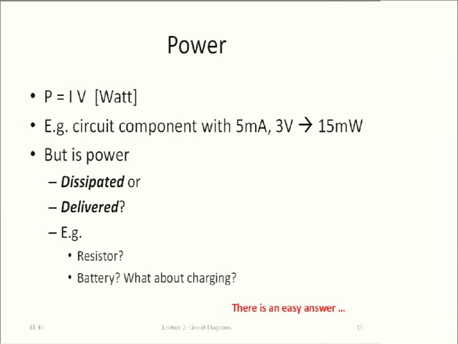But what do we really mean with that power? If you think about it, power could be delivered, or power could be dissipated, right? And now if you have a certain element, like for example a resistor, well, the resistor probably burns up power, it doesn't deliver power, so most likely for a resistor, this 15 milliwatts would be power dissipated. That's okay? Fine. That sort of sounds reasonable.